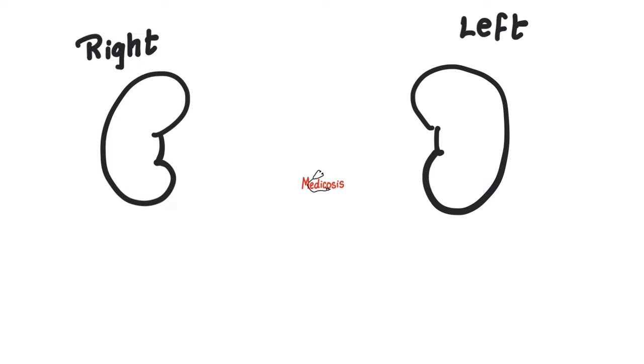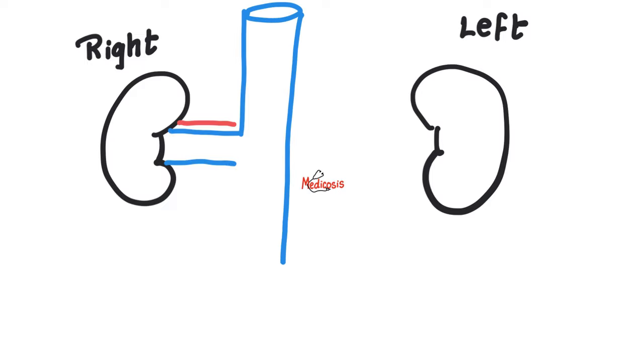Now, please get your pen and doodle with medicosis. I need two colors, red and blue. Here is the kidney on the right side, that's the right kidney, and here's the kidney on the left side. Don't forget that renal veins lie in front of renal arteries, just like that, the vein in front of the artery. Then what? The right renal vein is gonna drain into the inferior vena cava, just like this.